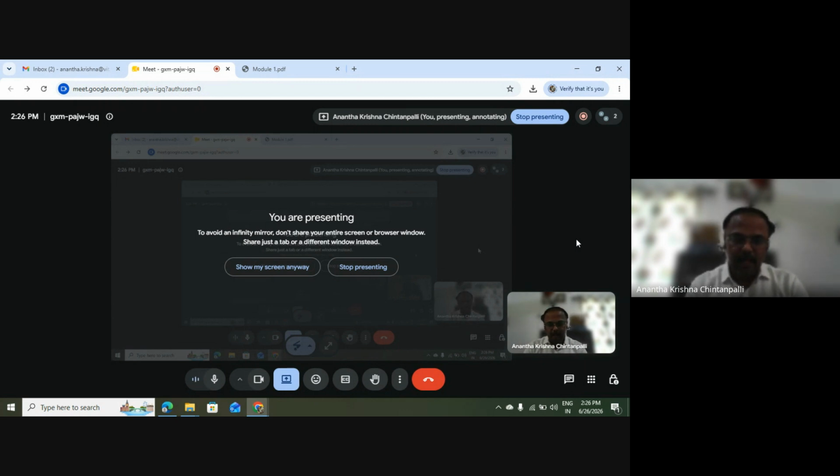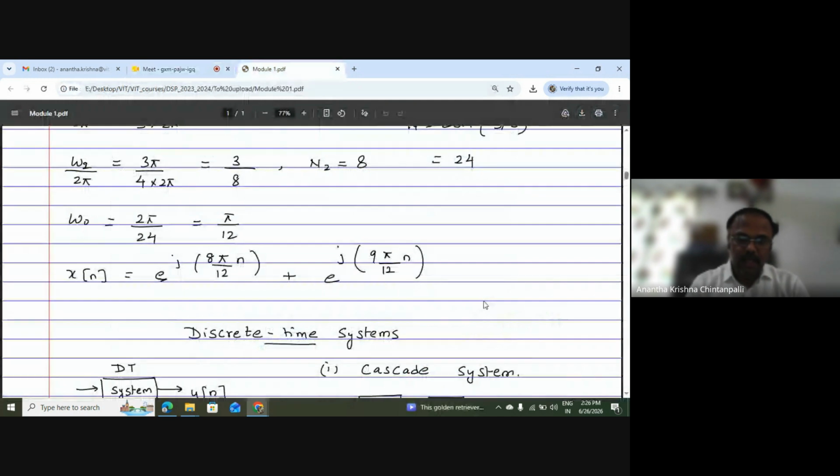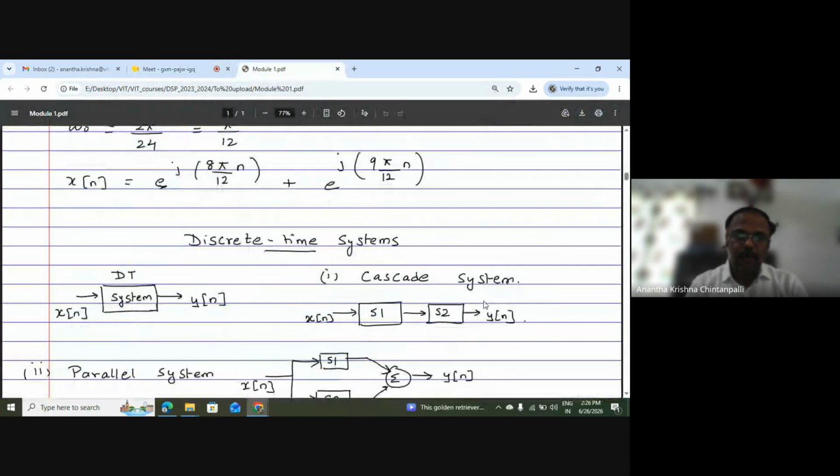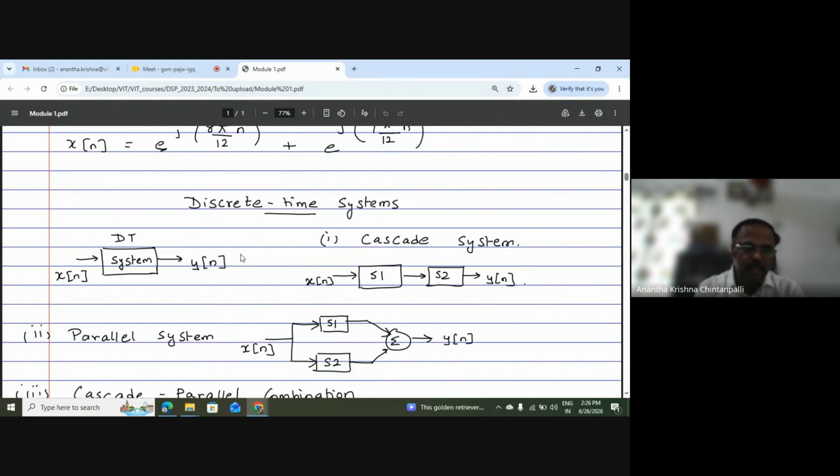Let us go back to my notes again. So let me talk about discrete time systems. Now as I said just now, you have an x of n. It is passed through a discrete time system. You get an output.